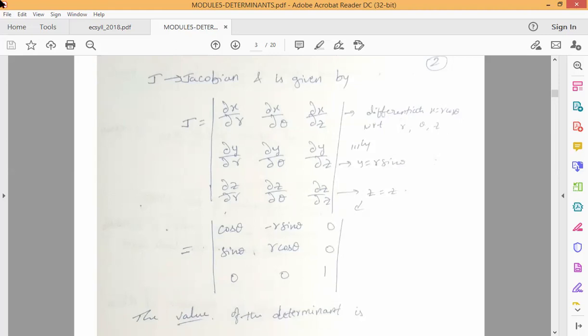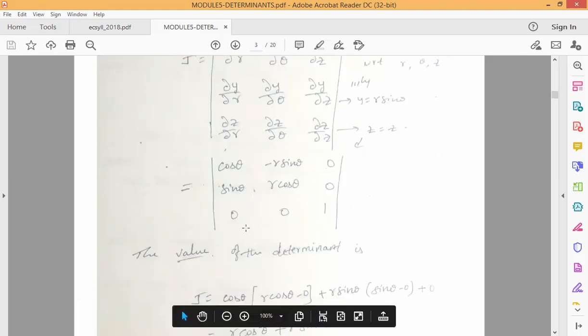Similarly, when you consider the second row, we need to differentiate y with respect to r, theta, z. The differentiation of r sin theta with respect to r is sin theta, with respect to theta is r cos theta, and with respect to z is 0. Similarly, in the third row, it results in the values 0, 0, 1.